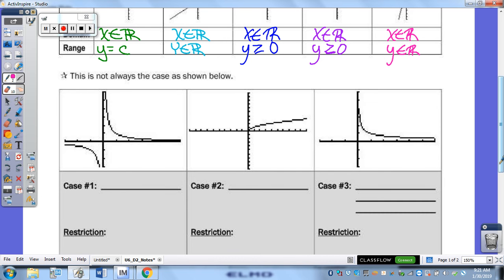So now we have three special cases when your domain is not an element of the reals. It's always an element of the reals except for these special cases here. So it would be these three graphs that we have right here. Kind of funky looking graphs here. So this graph is the equation f(x) = 1/x.